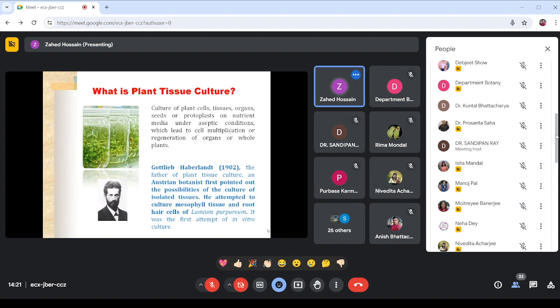This is a basic definition of plant tissue culture, and you should remember the name of the father of plant tissue culture, Gottlieb Haberlandt, because in 1902 he first attempted the culture of mesophyll cells and root hairs of Lamium.